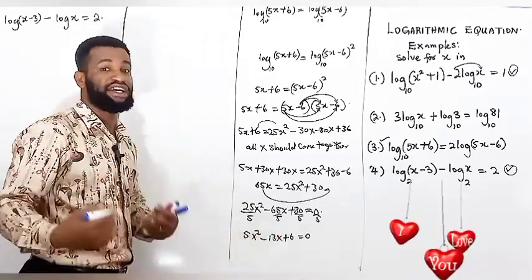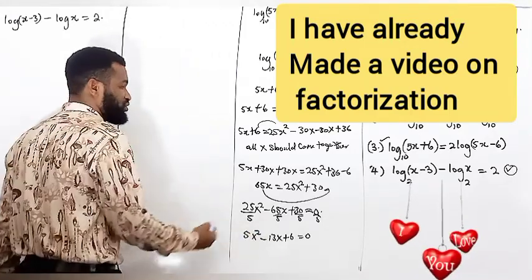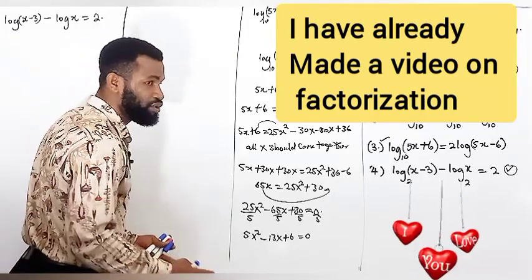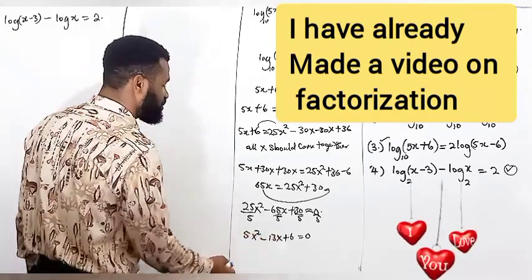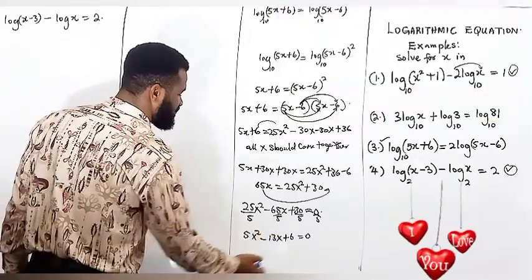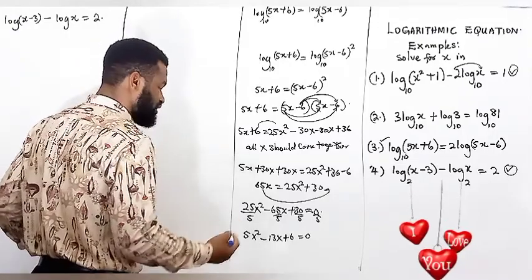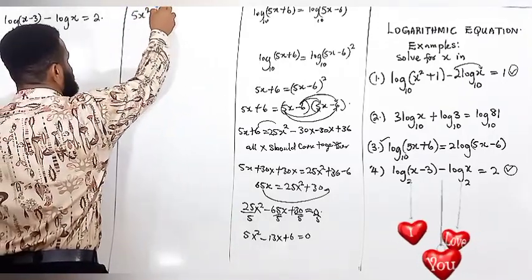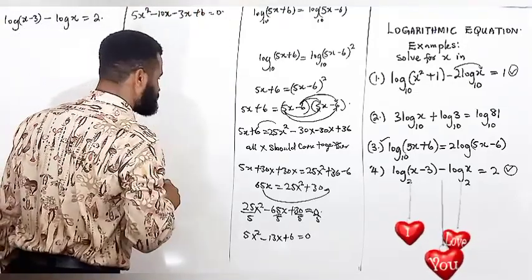You just have to go and learn your factorization, because you may not understand what I'm going to do here, because it's a previous class. However, I will do a video on factorization. So 5 times this is 30. What are the factors of 30 that will give me minus 13? That is minus 10 minus 3. So I have 5x squared minus 10x minus 3x plus 6 equal to 0.